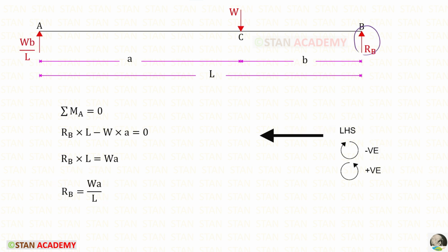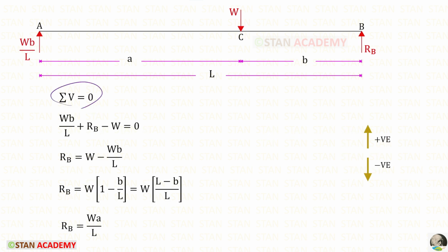To find RB, let us take moment about A. In this case, we have to follow left hand side rule. RB is acting in the anti-clockwise direction, so it will be positive and the distance is L, so RB into L. This load is acting in the clockwise direction, so it will be negative and the distance is a. For RB, we will get Wa upon L.